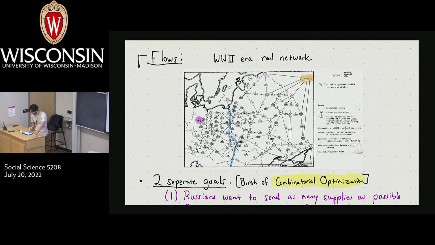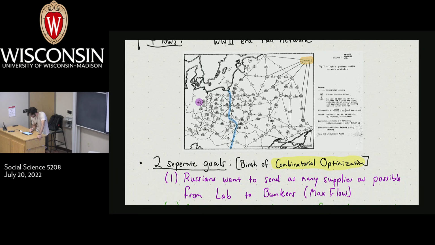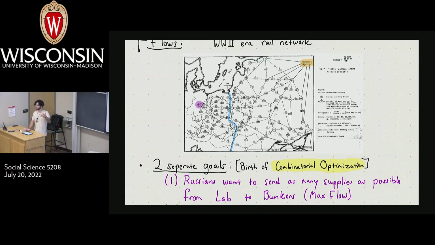So in this example, you could imagine this rail network, this origin here. This is some kind of warehouse with supplies, like gunpowder, food, etc. And the Russians are trying to transport all those resources to this destination over here, which is the bunkers. So that's the goal of the Russians. They want to send as many supplies as they can, as fast as they can. So you could say they're maximizing their rate of sending supply. You're trying to maximize that rate of sending supplies from the warehouse to the bunkers. And this is called the max flow problem.